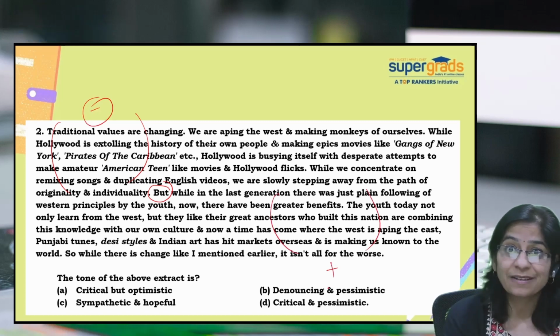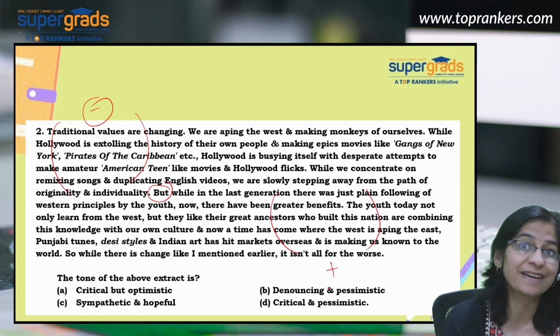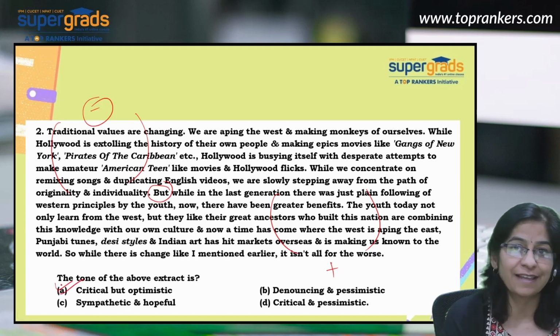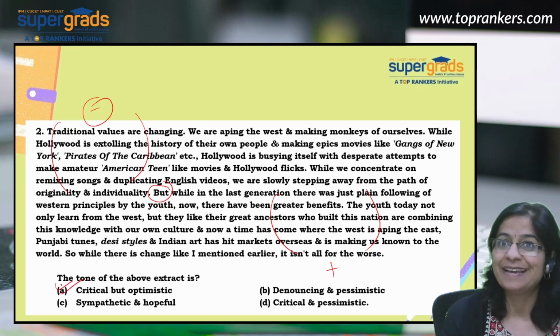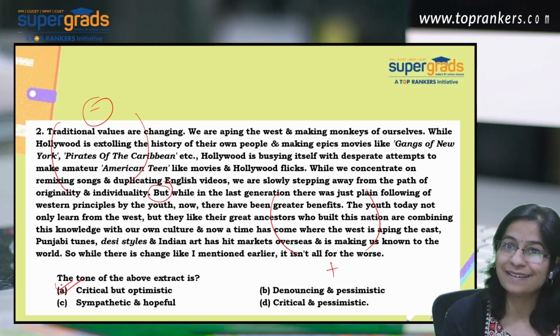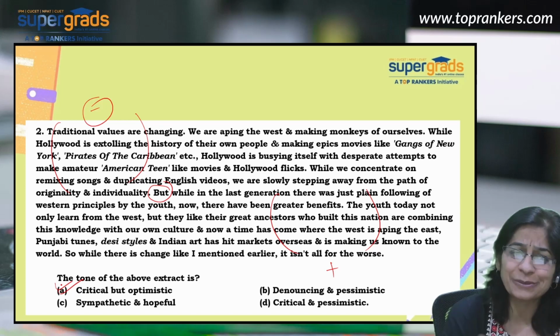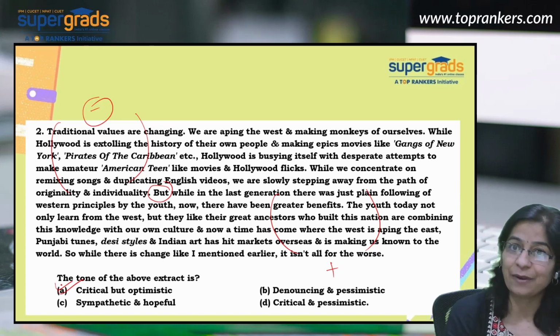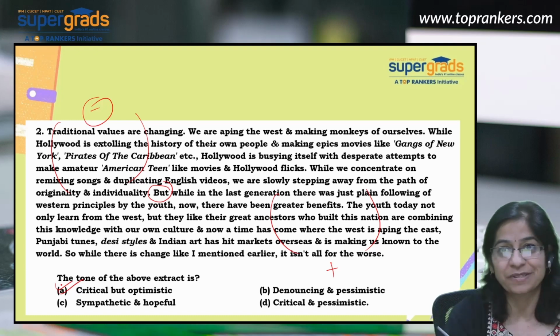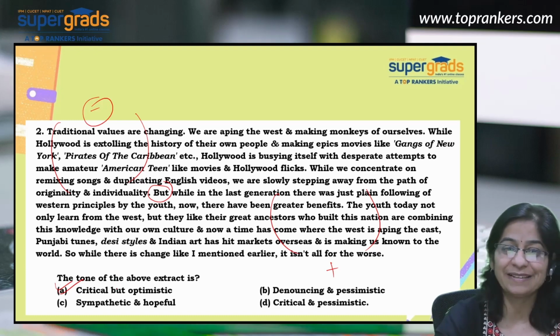Now, which answer choice matches the criteria here? Yes, option A. So, critical, where he was criticizing, and then optimistic, where he was hopeful that things are not that bad. Things are good, they are improving. So, the answer here is so easily found. Option A, that is critical and optimistic. Negative, positive. Now let's take a look at the next question type.